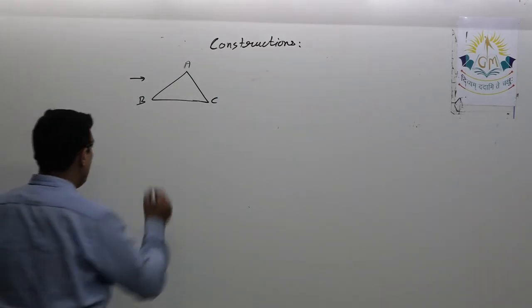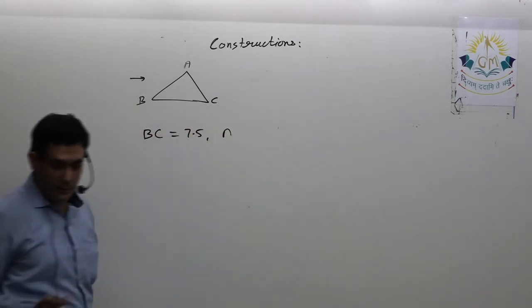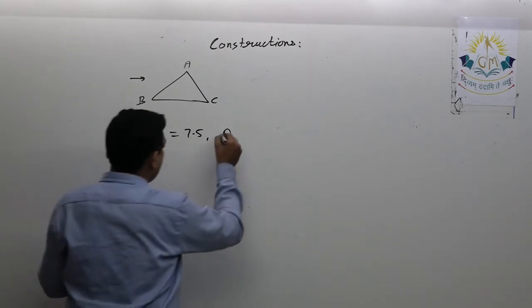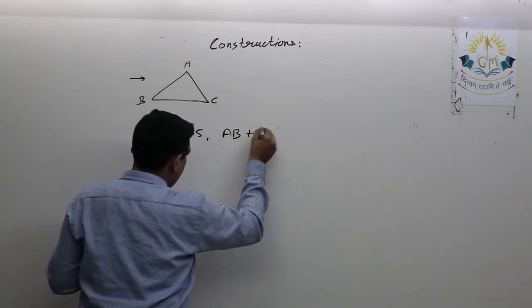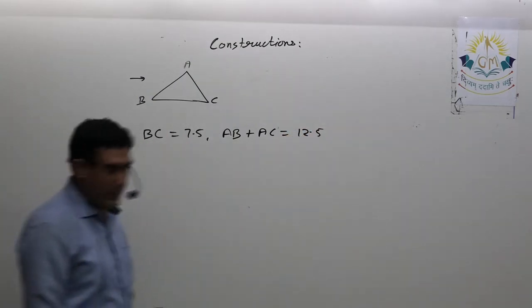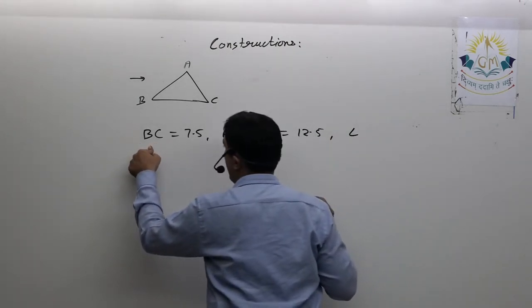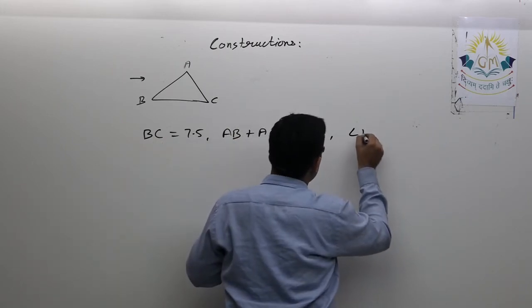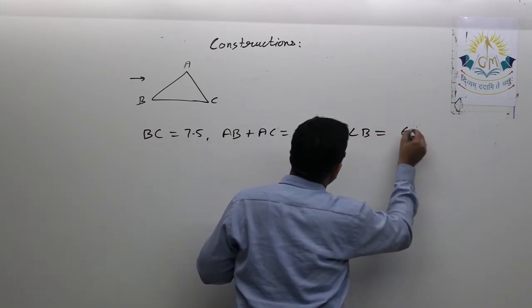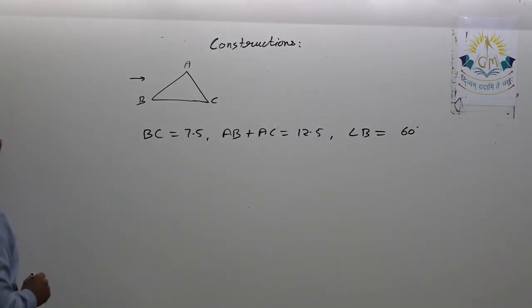it is given BC, base BC is given, let it be 7.5. Then next it is given AB plus AC, that is 12.5. Okay, sum of two sides is given, and one of the base angles. That means as base BC is given, either angle B or angle C will be given to you. So here I am considering angle B is given of 60 degrees. So how to construct that? Okay, think for a while, then I will give you the solution.